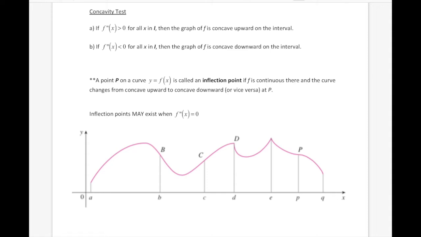Now these points where we change concavity from going down to up or up to down, we call those inflection points. So a point on a curve is called an inflection point if we are first continuous at that point, and the curve changes from concave up to concave down or from concave down to concave up. So point B is an inflection point. Point C is an inflection point because we change from up to down. Point D is an inflection point. Not an inflection point, a change in the graph, a cusp. Point P is again an inflection point because we change from concave up to concave down once again.